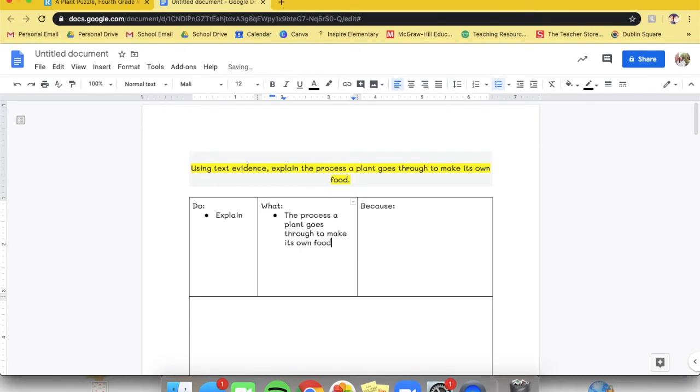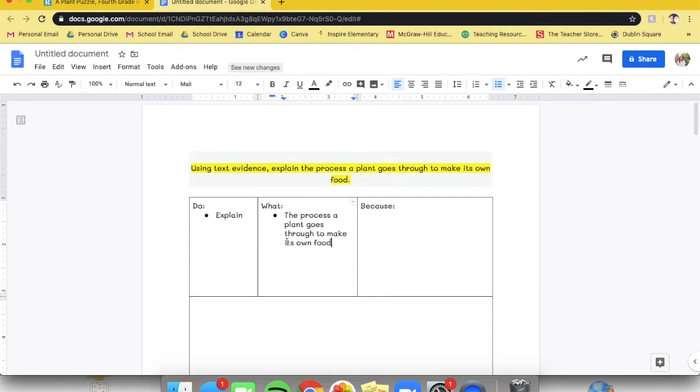Now look at our do what. When you put our do what together, it says explain the process a plant goes through to make its own food. That's the same exact words as our prompt. It came exactly from our prompt. We just needed to take our prompt and pull it apart to fill in our do and what.